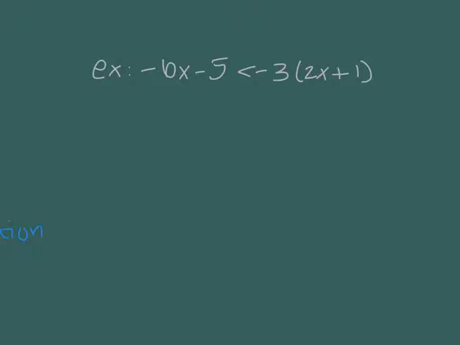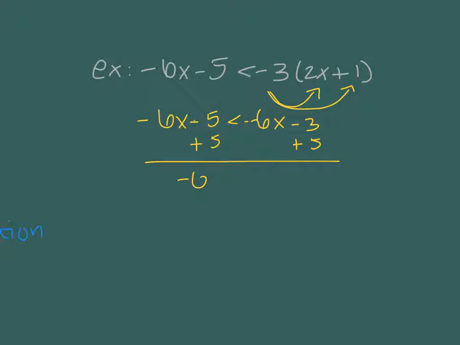Now let's look at the next one. This one says negative 6x minus 5 is less than negative 3 times the quantity of 2x plus 1. So again, the first thing I'm going to do is I'm going to distribute the negative 3 to the 2x and to the 1. So this becomes negative 6x minus 5 is less than negative 6x minus 3. So from here, what I'm going to do is I'm going to combine like terms. So I'm going to add 5 to both sides. And I get negative 6x is less than negative 6x plus 2. Then I'm going to continue to combine like terms and add 6x to both sides.